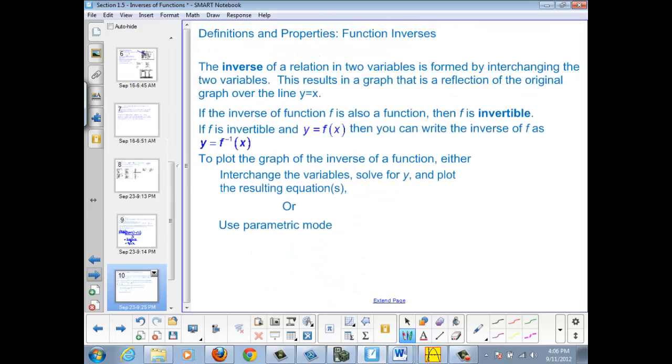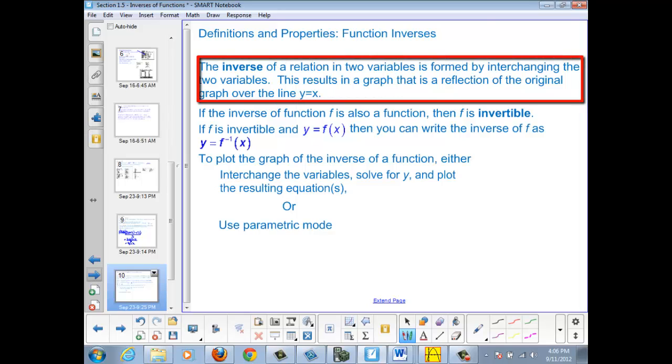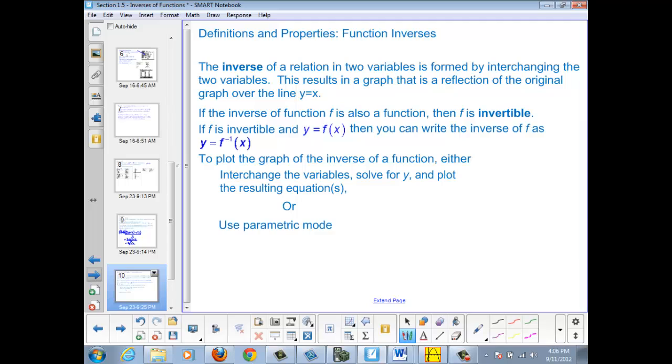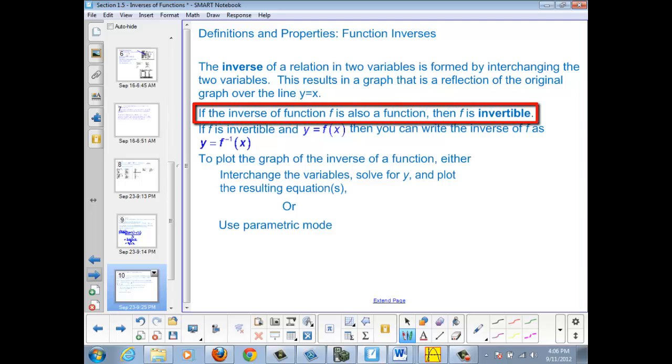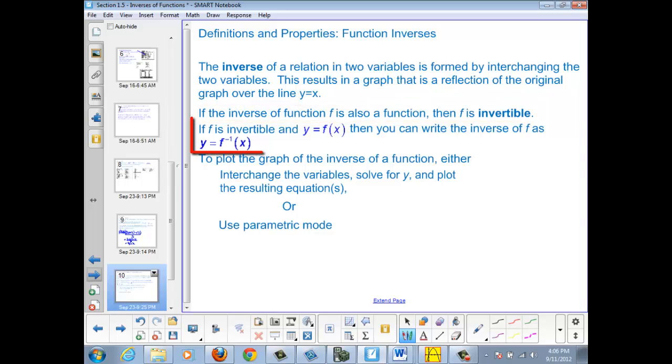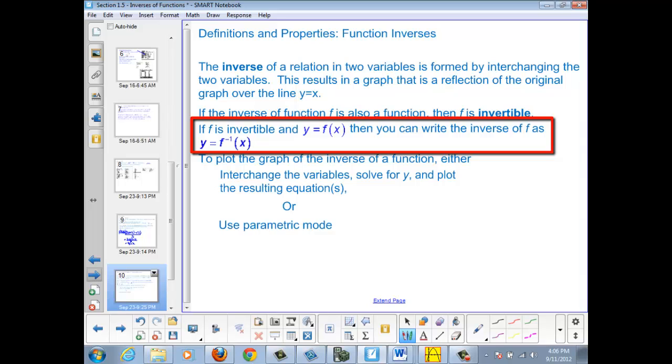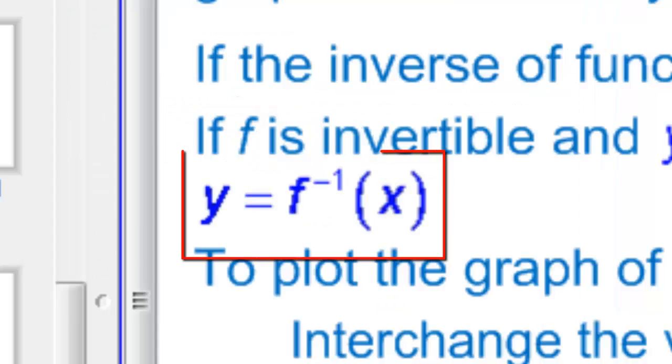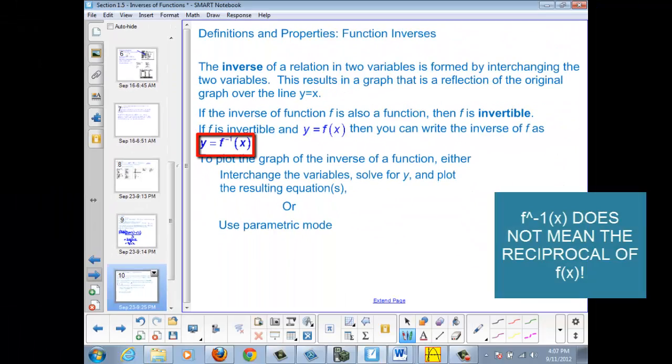So again, as a quick recap, the inverse of a relation in two variables is formed by interchanging the two variables. When we do that, we end up with a graph that is a reflection of the original function over the line y equals x. If the inverse of function f is also a function, we'll use the term invertible. And if f is invertible and y equals f of x, then you can write the inverse using this notation, y equals f to the minus 1 of x. That doesn't mean 1 over f of x, it means the inverse.